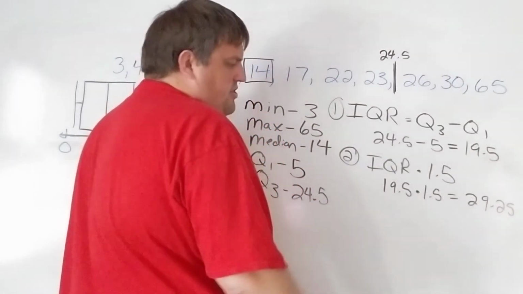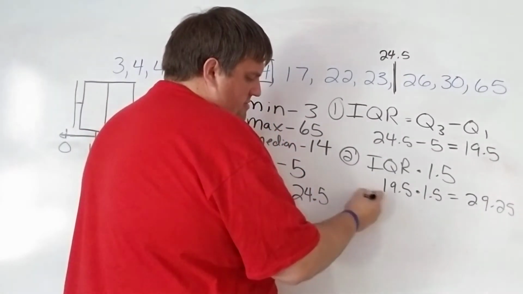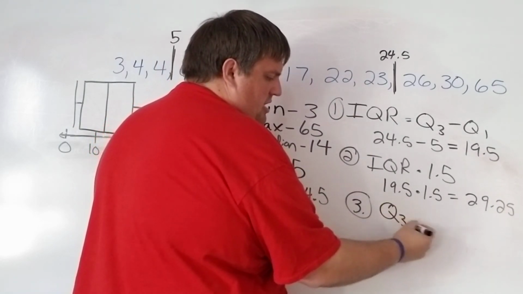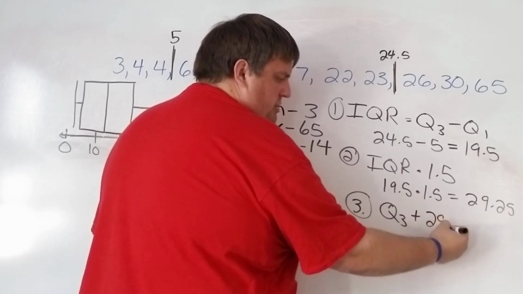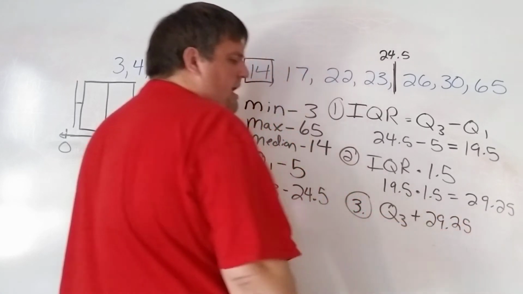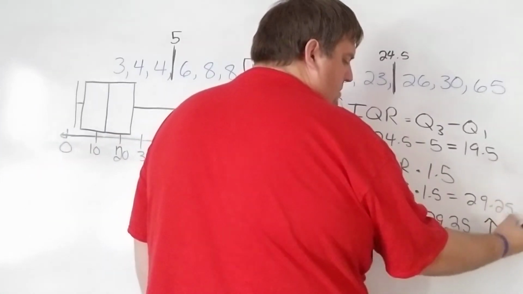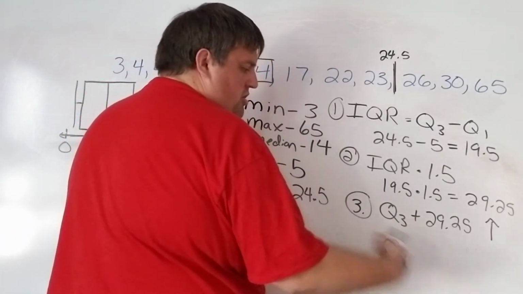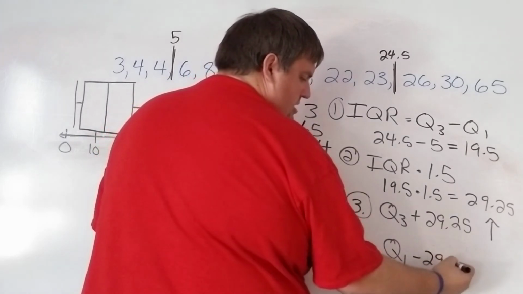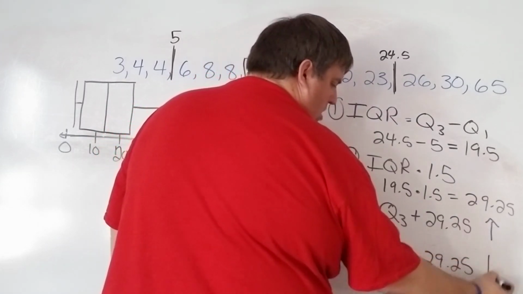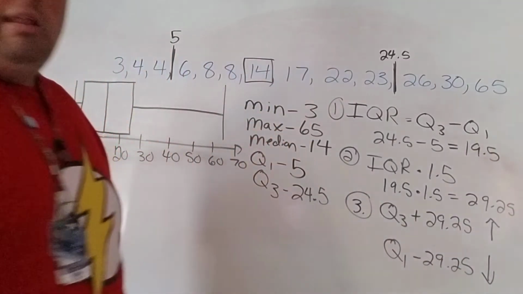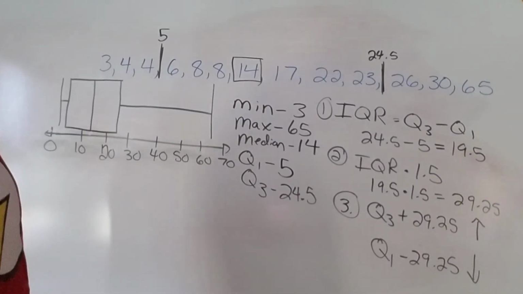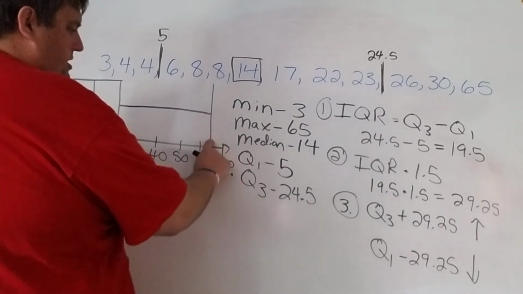Okay? So when you check it, you're going to check both sides. So you're going to do Q3 plus 29.25. If there's anything bigger than that number, it's an outlier. And then you check the smaller numbers also. So you do Q1 minus that number. If there's anything smaller than that, then that is an outlier. Now, obviously, we're probably not going to have a small outlier here, but we might have a big one, right?